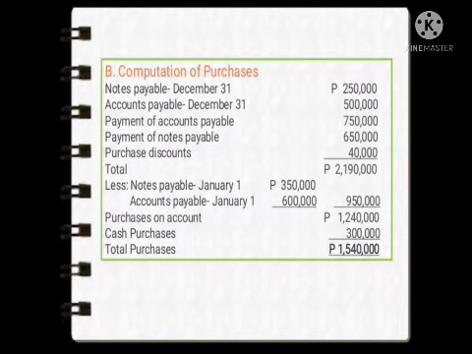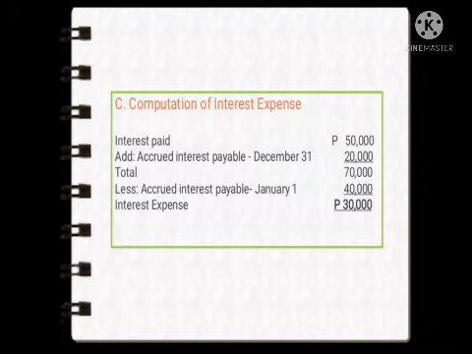The interest paid, which is 50,000. Add the accrued interest payable, which is 20,000, with the total of 70,000 less the accrued interest payable at January 1, which is 40,000, is equal to the interest expense of 30,000.